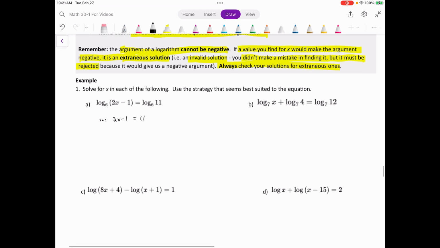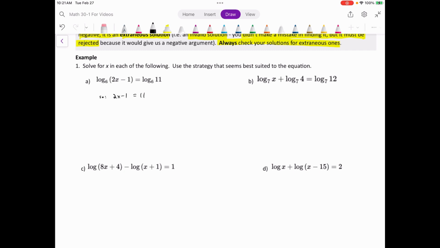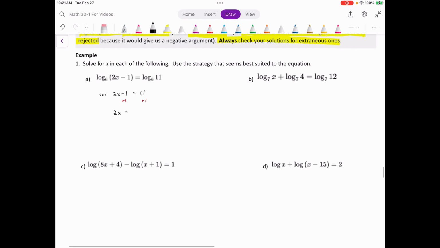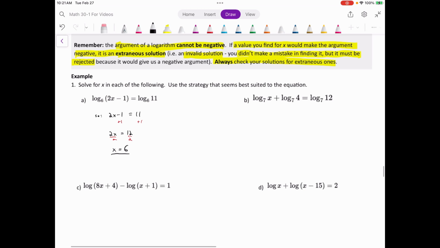Otherwise, log base 6 of 2x minus 1 couldn't be the same thing as log base 6 of 11. So if 2x minus 1 equals 11, we can solve for x, add 1 to both sides, because 1 is being subtracted. We get 2x equals 12, divide both sides by 2 to find that x equals 6. Now, what do we have to do? We must check to make sure that's not extraneous. Make sure it doesn't make the log argument negative, right?